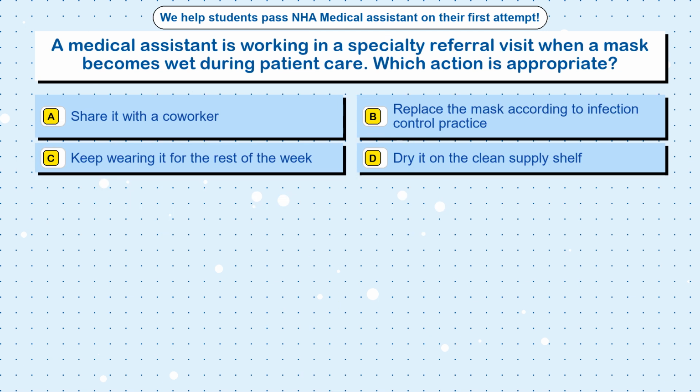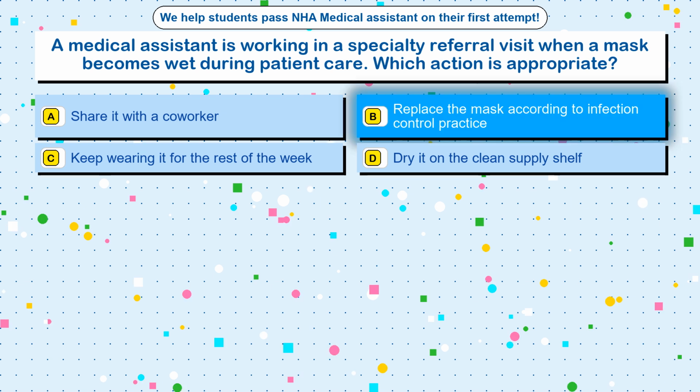Question 96. A medical assistant is working in a specialty referral visit when a mask becomes wet during patient care. Which action is appropriate? Option A, share it with a coworker. Option B, replace the mask according to infection control practice. Option C, keep wearing it for the rest of the week. Option D, dry it on the clean supply shelf. The correct answer is option B, replace the mask according to infection control practice.